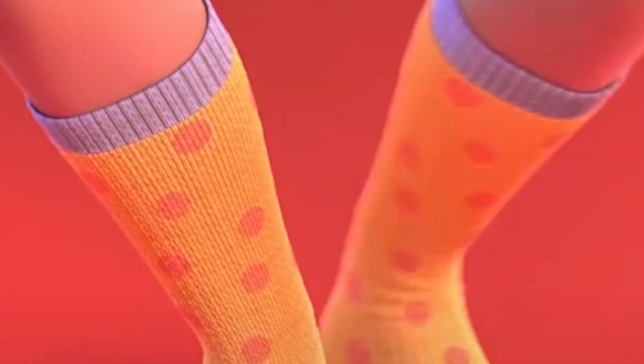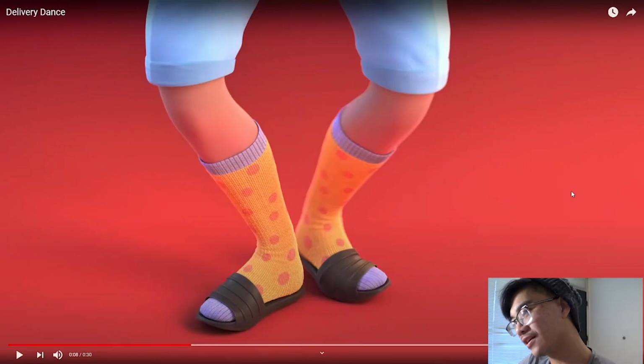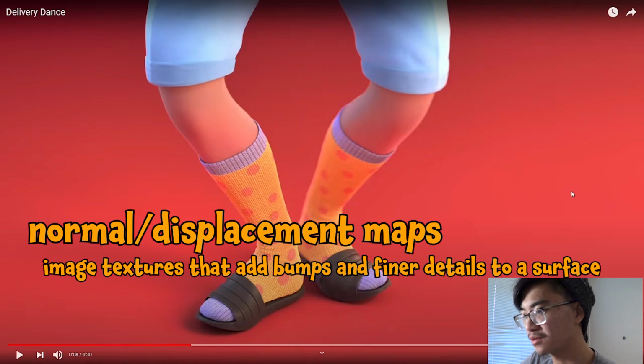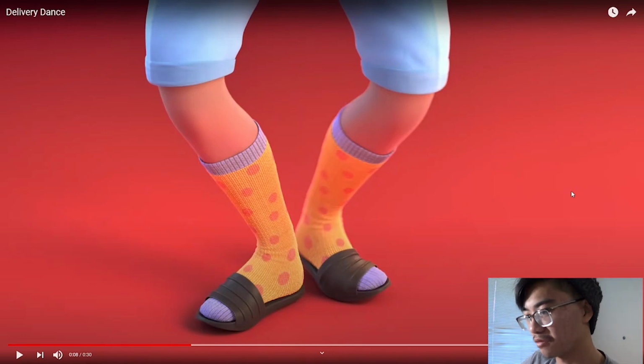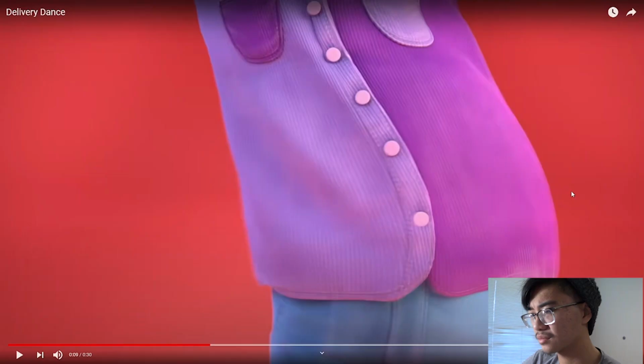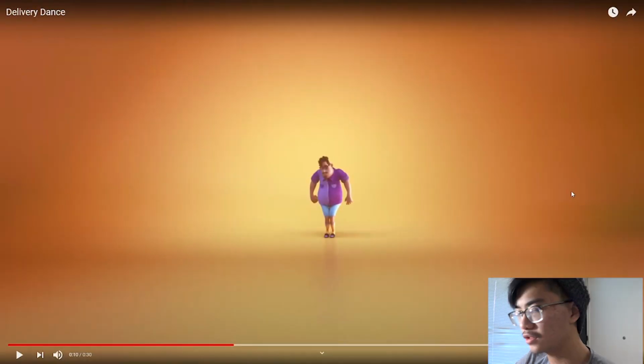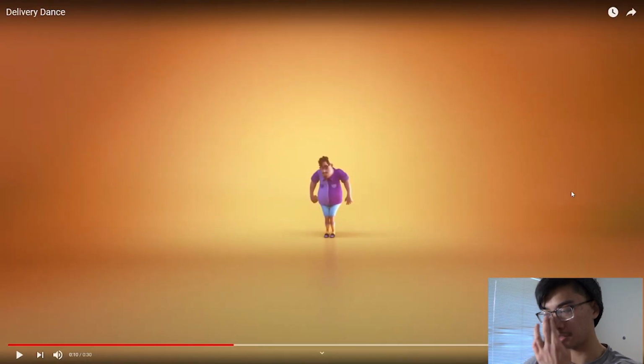Also, man, look at the socks. Wow. I really appreciate how much they put into the socks. I think that might just be some normal mapping, displacement map stuff, which isn't hard nowadays or expensive. In fact, it's probably the cheaper option. They didn't need to go so hard on the textures. Oh, that's interesting. Okay, so these guys do a little bit of stretch as they come up.